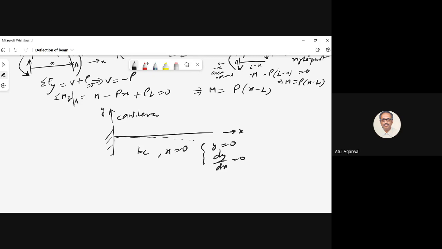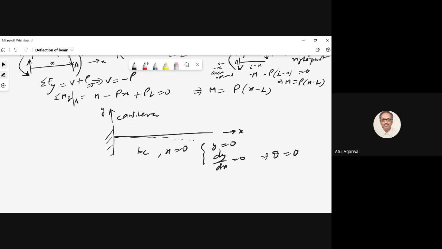So you'll have a zero slope here because this is fixed into the wall. Because it is fixed into the wall, the cross-sectional plane is not allowed to rotate. dy by dx is equal to 0 means theta is equal to 0. It implies the cross-sectional plane doesn't rotate.